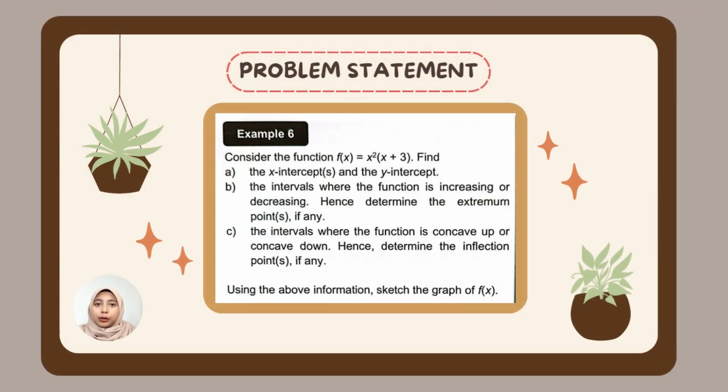Problem statement. Consider the function f(x) is equal to x squared bracket x plus 3. For question A, find the x-intercepts and the y-intercept. Question B, find the intervals where the function is increasing or decreasing. Hence, determine the extremum points if any. For question C, find the intervals where the function is concave up or concave down. Hence, determine the inflection points if any. Using the above information, sketch the graph of f(x).